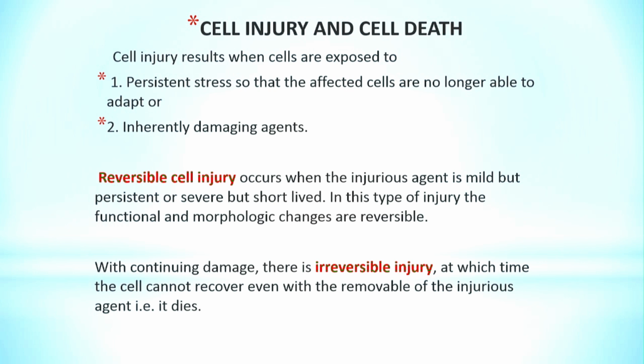Cell injury can be reversible or irreversible. Reversible cell injury occurs when the injurious agent is mild but persistent, or severe but short-lived. In these types of injury, the functional and morphological changes are reversible. With continuing damage, if the damaging agent is still present, there is irreversible injury, at which time the cells cannot recover even with removal of the injurious agent, so the cell dies.